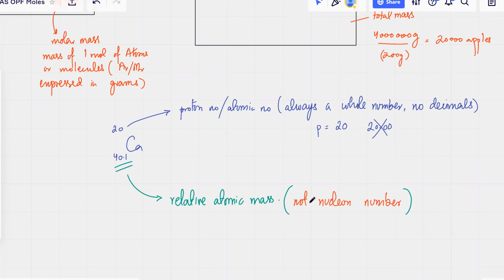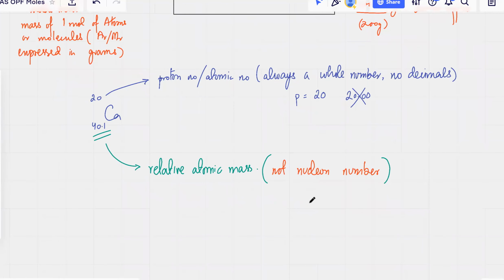I'm going to talk about that difference right now. So just remember, if you use the word nucleon number, that would also result in you losing a mark. So it's not going to be a nucleon number. But coming back to the point, what are these two numbers? Relative atomic mass.